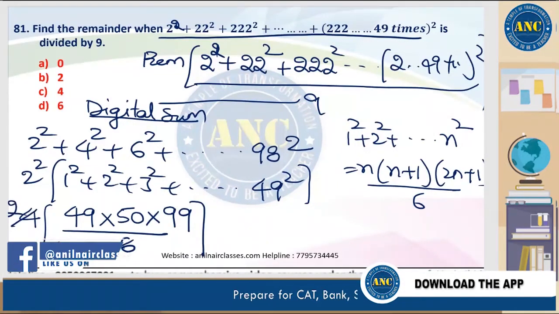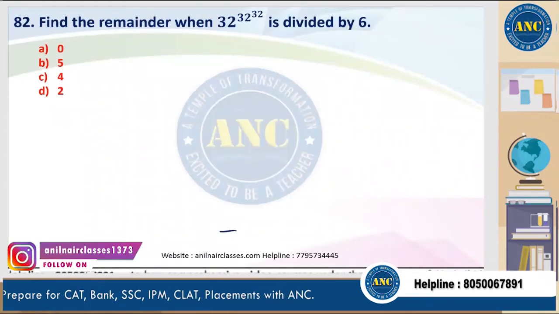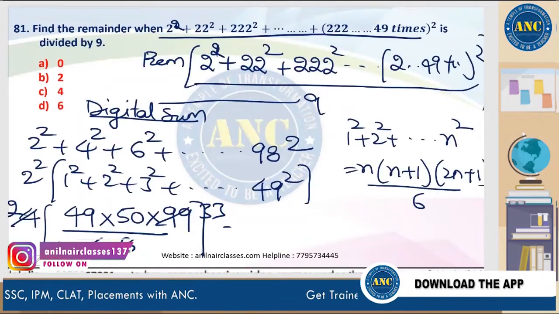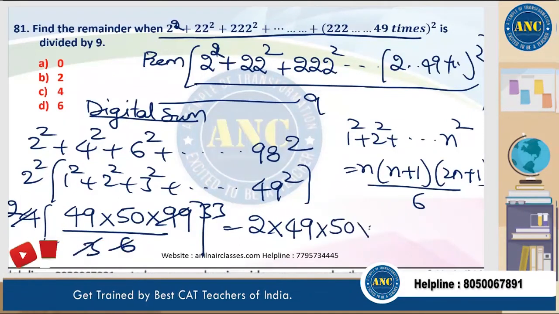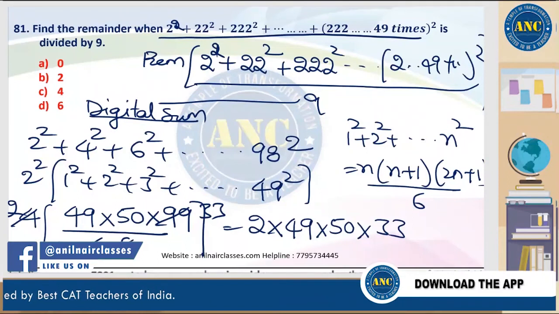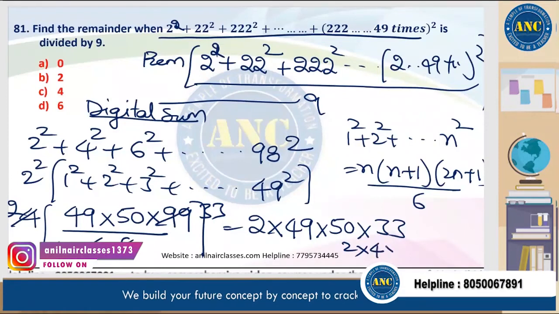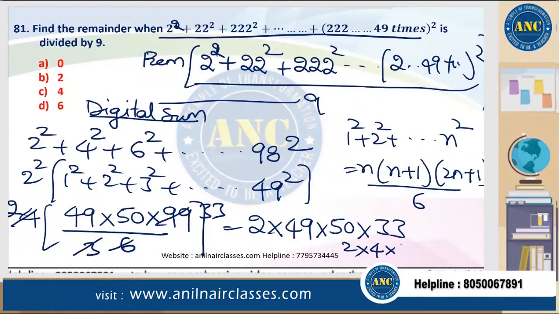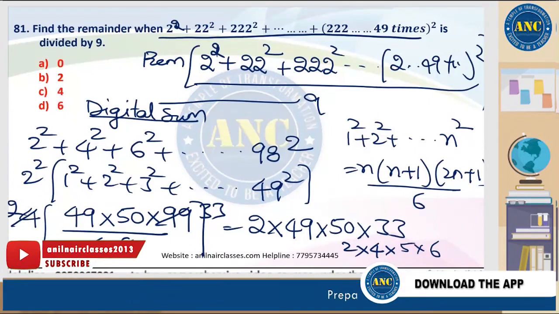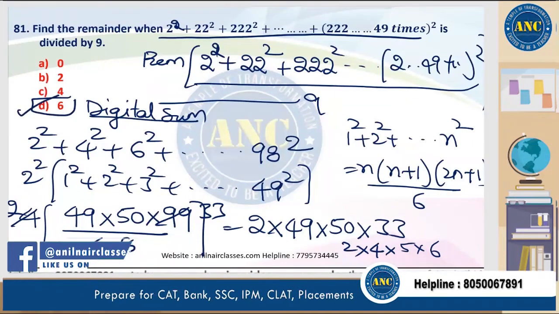So 2 2s are 4, 2 3s are 6, 3 1s are 3, 33s are. So this is nothing but 2 into 49 into 50 into 33. So first is a digital sum, it is 2, 49 digital sum is 4, again it is 5, again it is 6, 6 5s are 30, 30 into 2, 60, 60 into 4, 240, 240, 2 plus 4, 6. I hope the idea is clear.